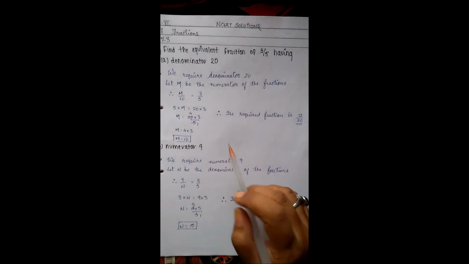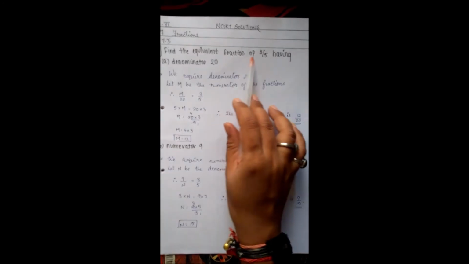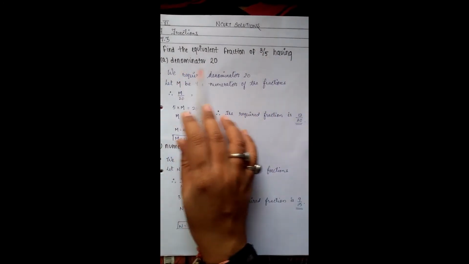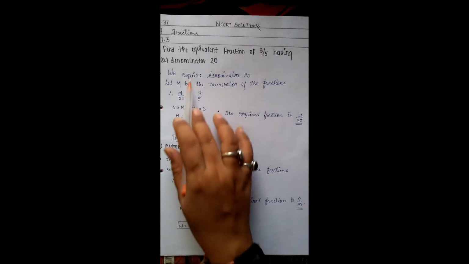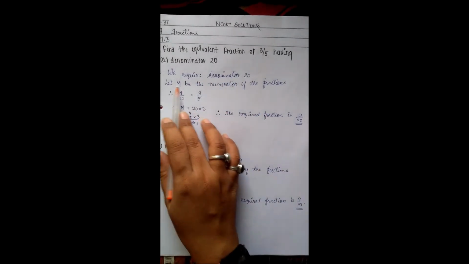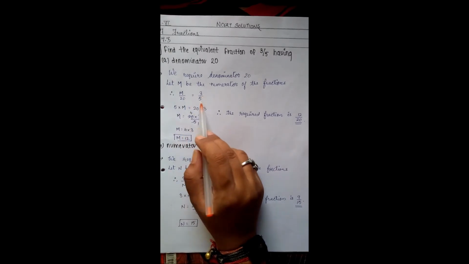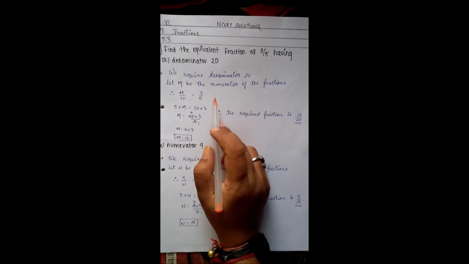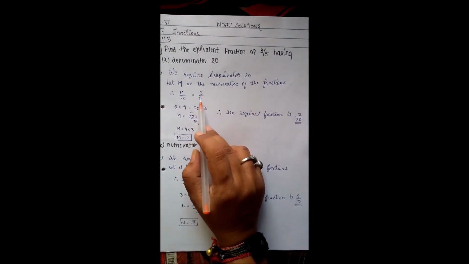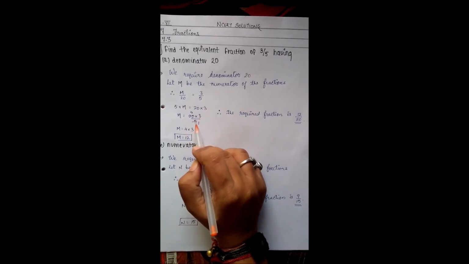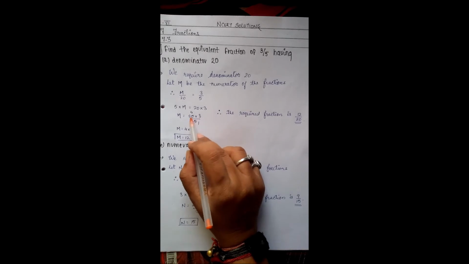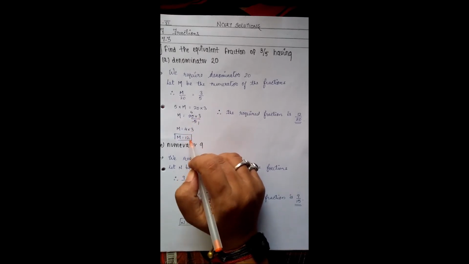Moving to the fourth question. Find the equivalent fraction of 3 by 5 having denominator 20. We require denominator 20. Let m be the numerator of the fraction. So m upon 20 equals to 3 upon 5. We will bring this 20 up. So 20 into 3 upon 5. If we reduce it, it will become 4 into 3, that is 12. So the required fraction is 12 upon 20.